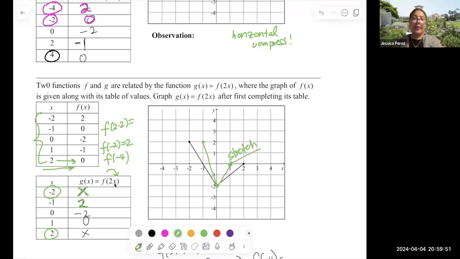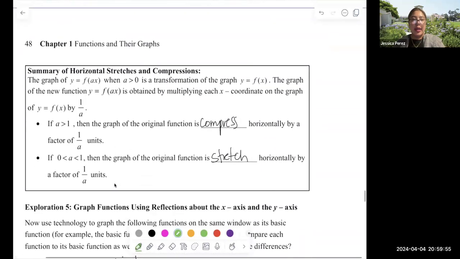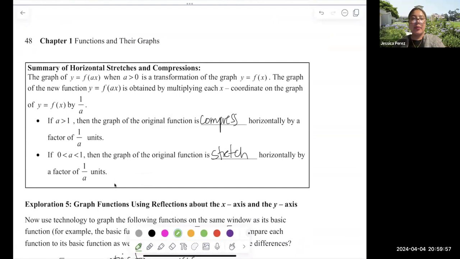So we have two things. We have horizontal compress and we have vertical stretch. Here, when we have a fractional power between 0 and 1, that is going to be a stretch. When a is greater than 1, it's going to be a compress.